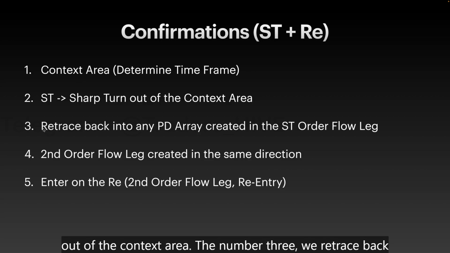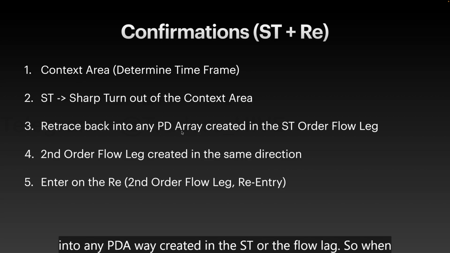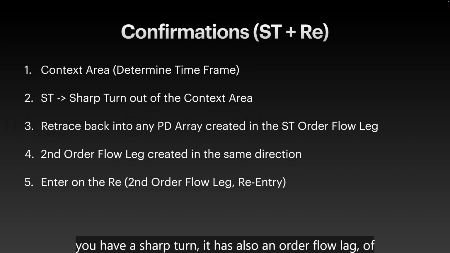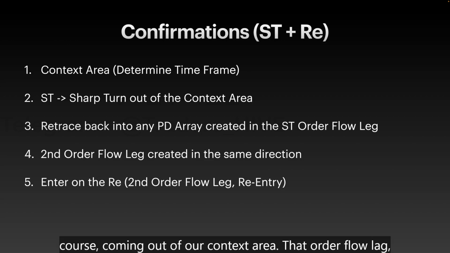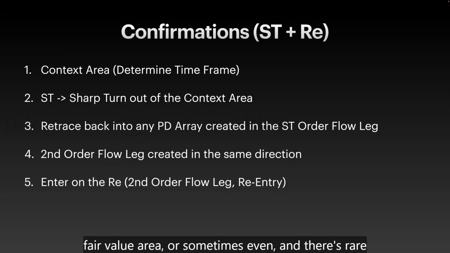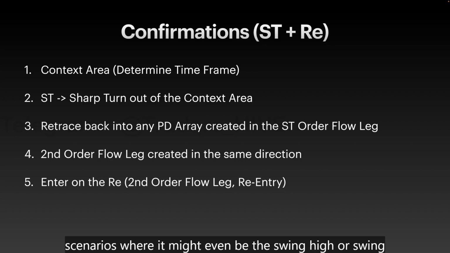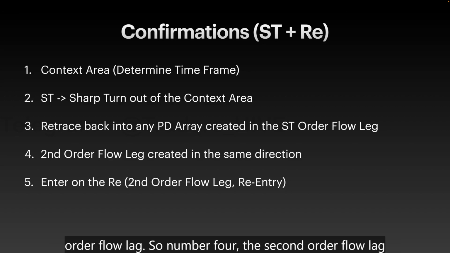Then number 3, we retrace back into any PD array created in the ST order flow lag. So when you have a sharp turn, it has also an order flow lag, of course, coming out of our context area. That order flow lag, once we create a retracement into either the fair value gap, the fair value area, or sometimes even, and there's rare scenarios where it might even be the swing high or the swing low, and then we create a new order flow lag.